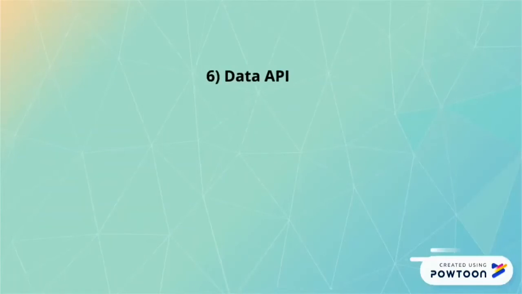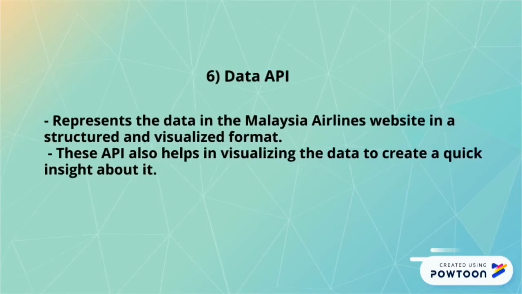The last is the Data API. It represents the data in the Malaysia Airlines website in a structured and visualized format. This API also helps in visualizing the data to create a quick insight about it.